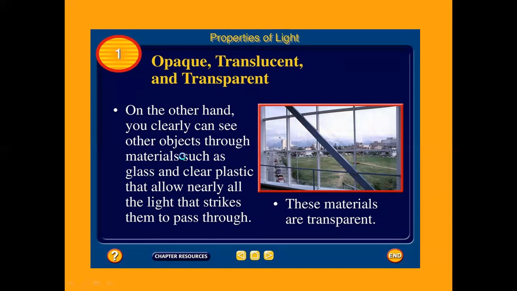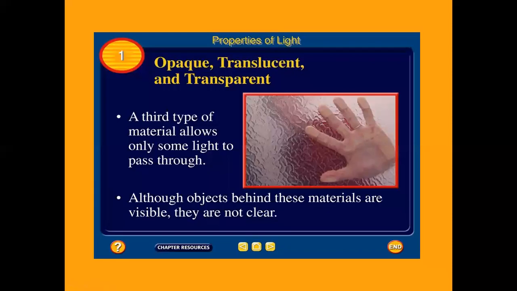Okay, next one is translucent. Now what happened in this case? This type of material allows some light to pass through it, okay, and not all. And that's why we cannot see clearly behind the object. Okay, students? Also, you can see this is not clear because this is a translucent object.